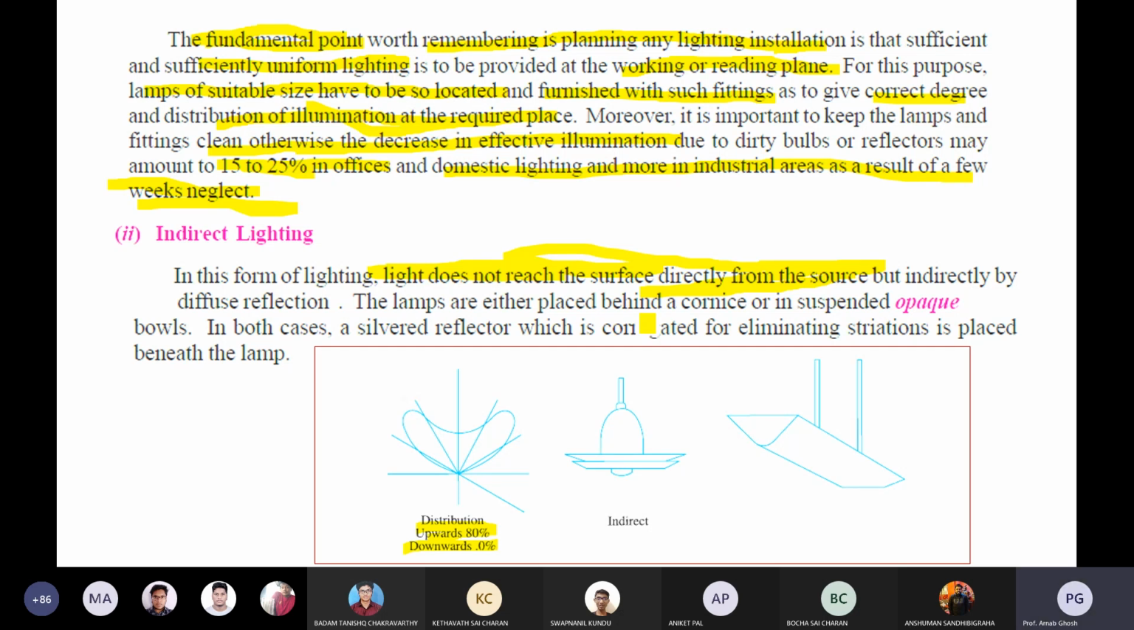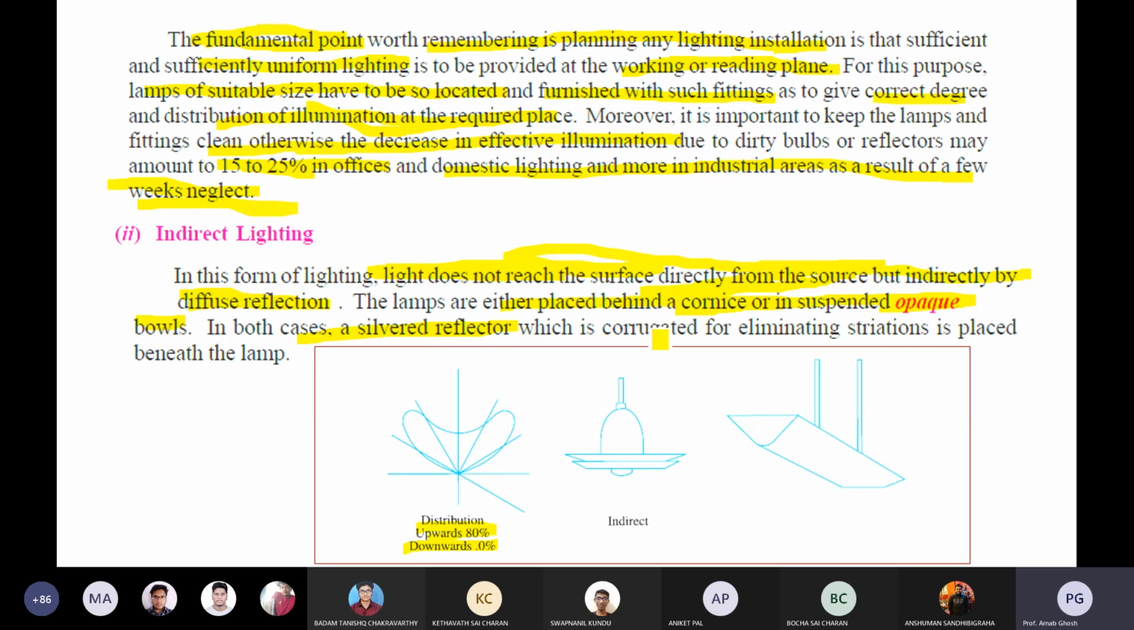Whatever is coming downward is 0%. Most of the light is going upward, and downward some diffusion is there. Not diffusion, refraction, some light may come. So the source lights indirectly by diffuse reflections. The lamps are either placed behind a cornice or in suspended opaque bowls. In both cases there are silver reflectors. Why silver reflectors? Mercury reflectors give a 100% reflection rate.